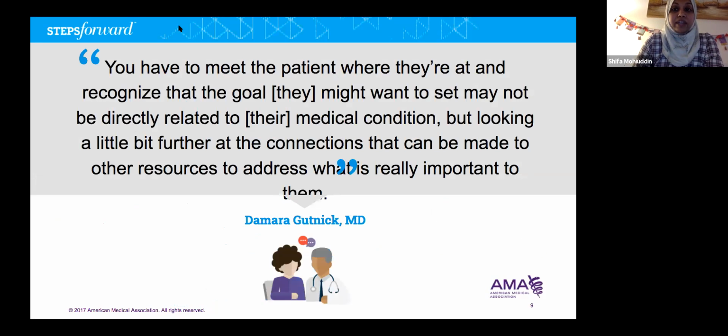You have to meet the patient where they're at and recognize that the goal they might want to set may not be directly related to their medical condition, but looking a little bit further at the connection so that a connection can be made to other resources to address what is really important to them.